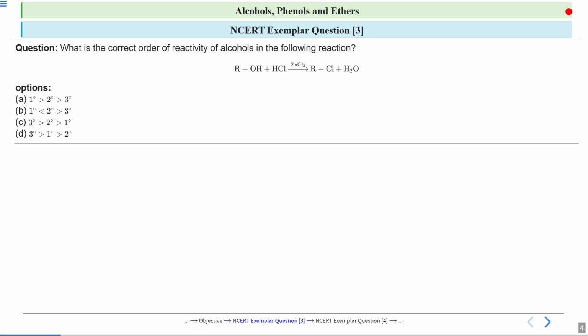First we are going to solve NCERT Exemplar question number 3. Let's see what this question is saying. It is asking what is the correct order of reactivity of alcohols in the following reaction. A reaction is given to you, and you have to tell the correct order of reactivity. Four options are given. You have to choose the correct answer. I am giving you some time to think and then we will discuss.